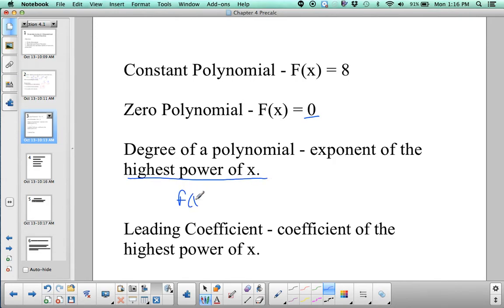So if we have a function f of x equal to 1/2 x to the 5th minus 3x to the 7th plus 5, then we would say that the degree of this polynomial is 7, because that is the highest power of x. The leading coefficient is simply the coefficient of the highest power of x. So here we go back. Your leading coefficient is going to be this -3 here.